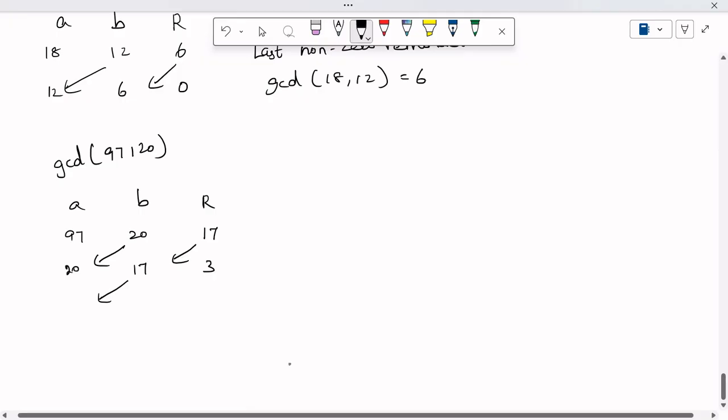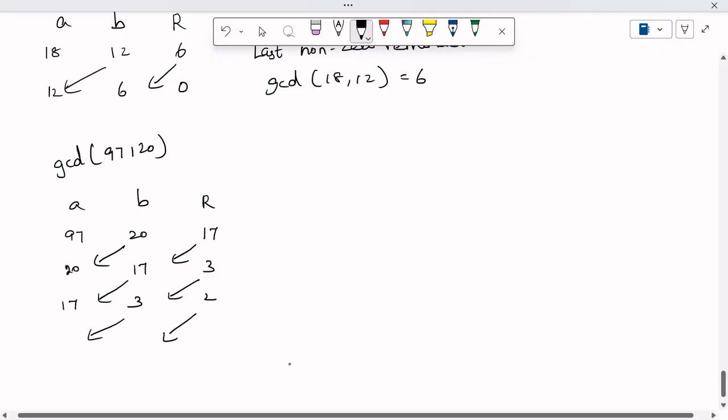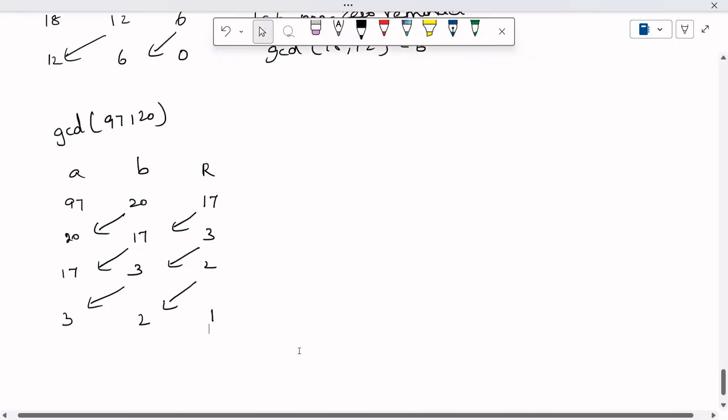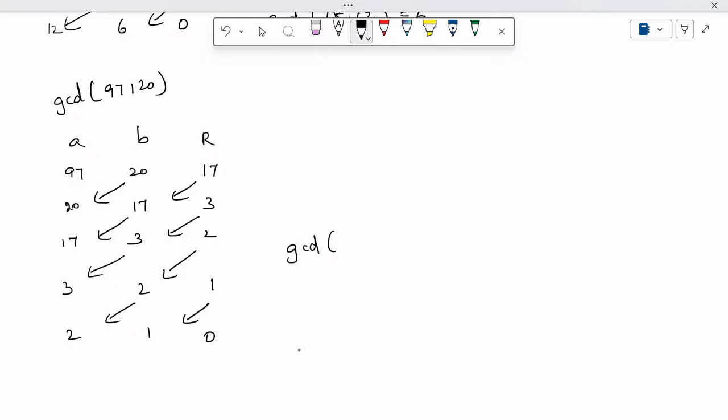Now we will stop when the remainder becomes 0. So 17 divided by 3, the remainder is 2. Then 3 divided by 2, the remainder is 1. Then 2 divided by 1, the remainder is 0. Right? So here we will stop with this. So GCD of 97 and 20 is 1.